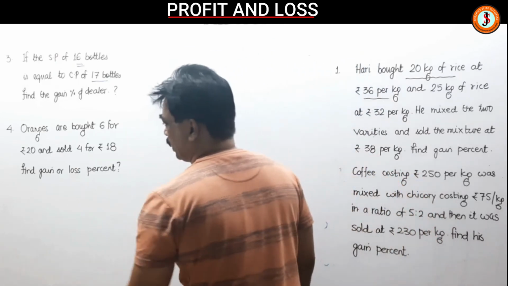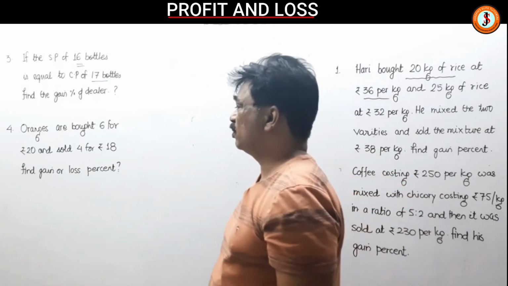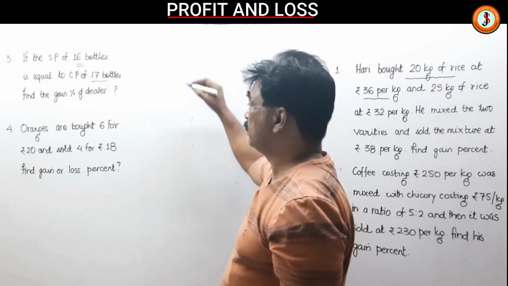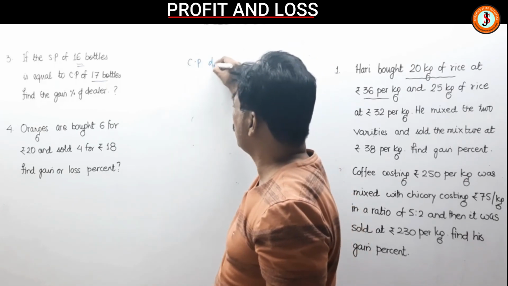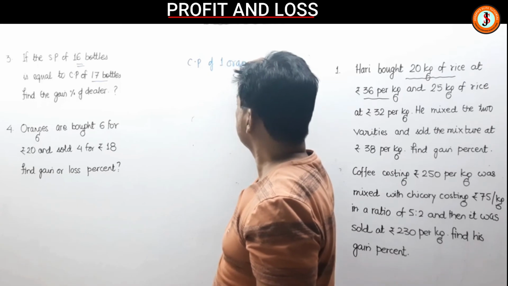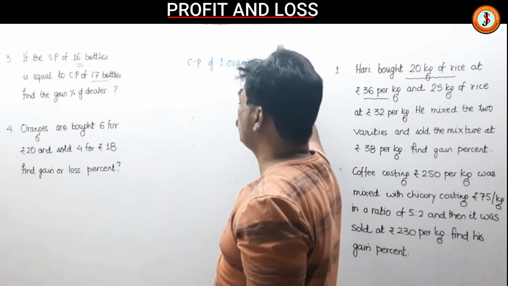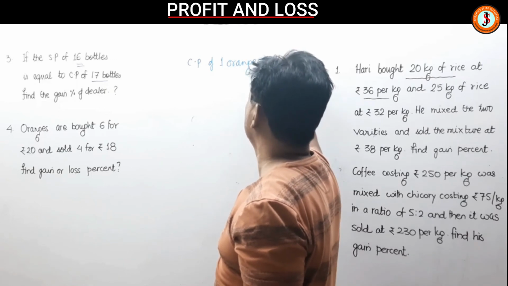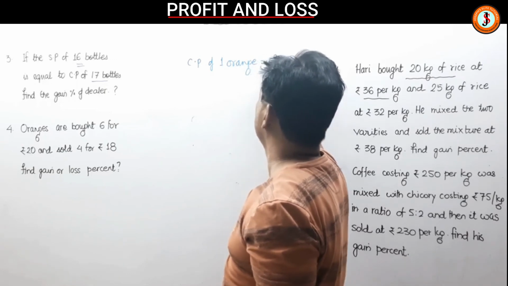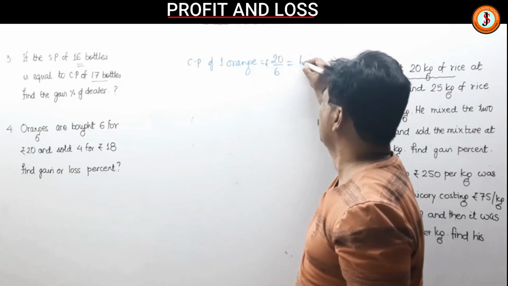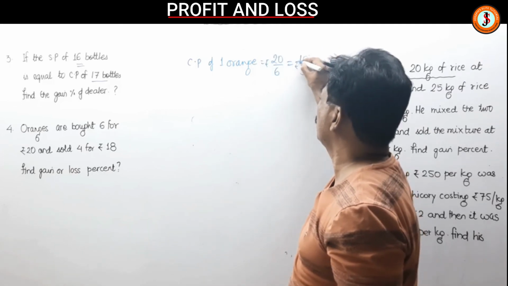लेट अस सी. यहाँ पर क्या है? Oranges are bought 6 for 20 rupees. That means CP of one orange will be equal to 20 by 6. So it is how much? Rupees 10 by 3. एक ऑरेंज का CP निकल गया.